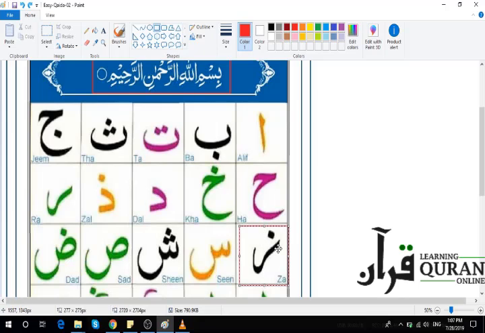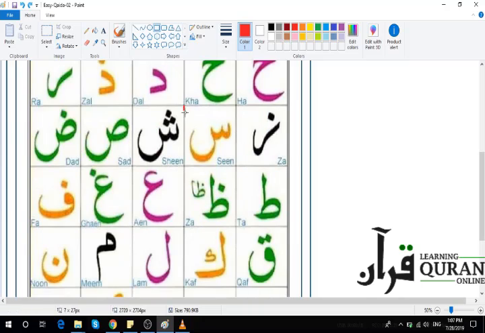Okay, now we have the next letter. This letter name is za. Always make the difference between zal and za. When you see more curve in the letter, you read this letter as zal. And if you see this kind of letter, you read it as za. Again, za. Okay, now we are going to the next letter.